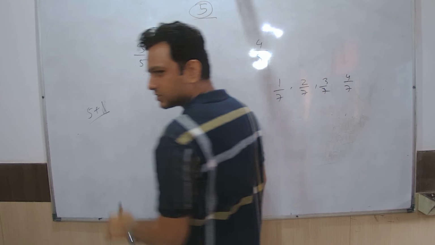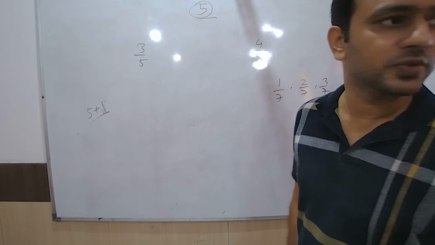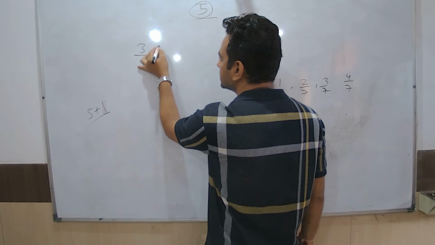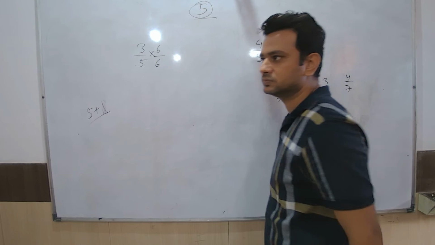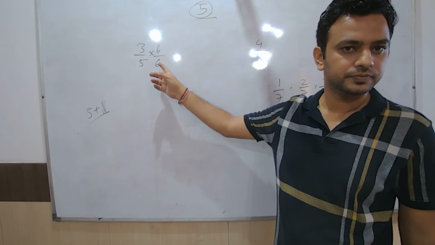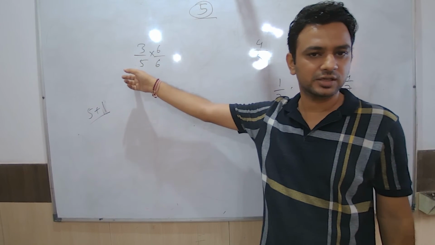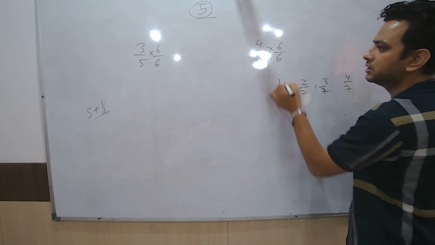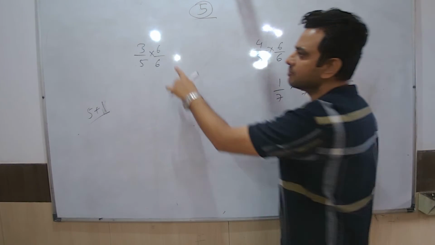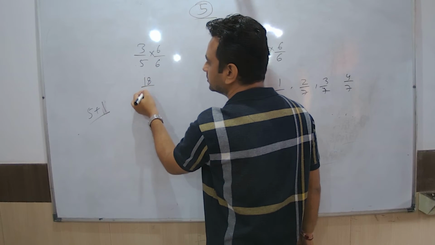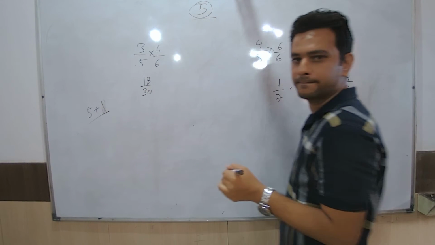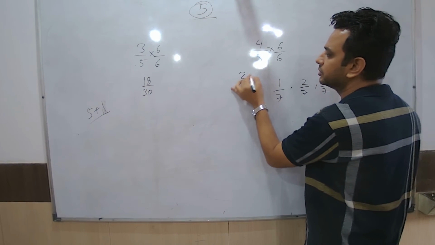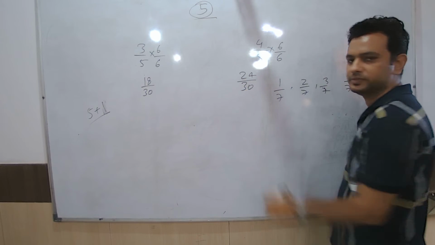this is not a hard and fast rule. 5 plus 1 is 6, so I will multiply by 6 and divide by 6, the balance remains, no problem. It will cancel out, again I will get 3 by 5. Here also I will multiply by 6 and divide by 6. So this number will be 18 by 30, and this will be 24 by 30 only.